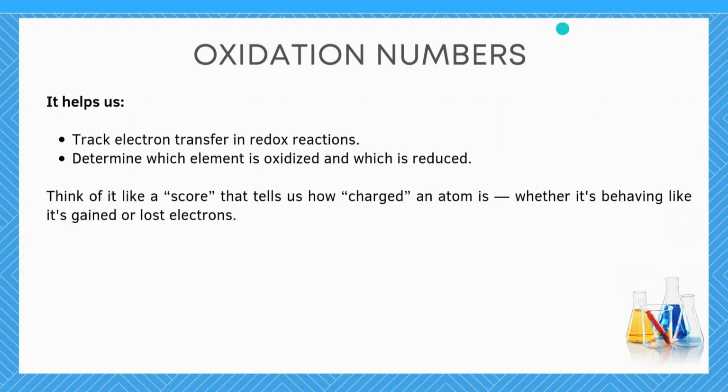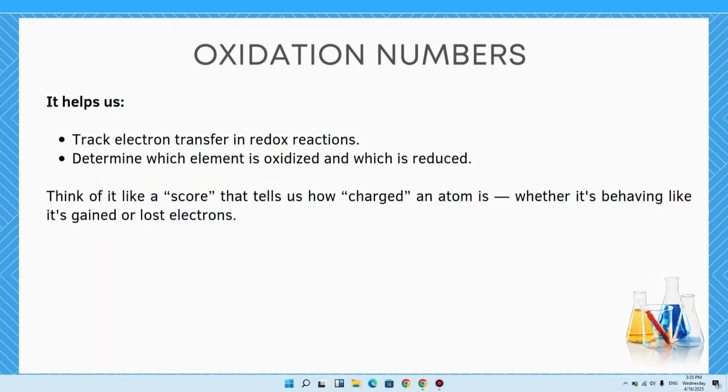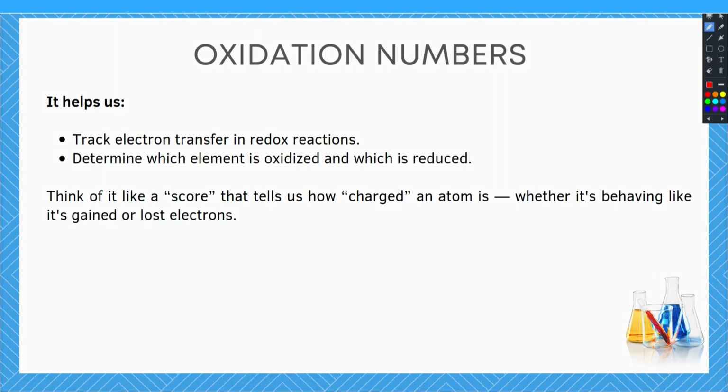Now, oxidation numbers help us a lot, and there are some things they help us to do. First of all, it helps us to track electron transfer in redox reactions. And it also helps us to determine which element is oxidized and which one is reduced.